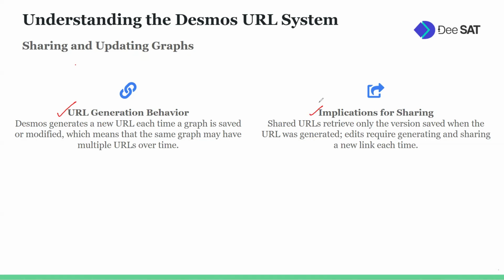Implications of sharing. When you share a URL, the recipient receives only the version of the graph saved at the time the URL was generated. If you edit the graph after sharing the link, the changes won't reflect in the previously shared URL. To share an updated version, you will need to generate and share a new link each time. This ensures that others can access the most recent version of your work, but requires careful management if collaborating on SAT problems or projects. So let's understand this particular thing.